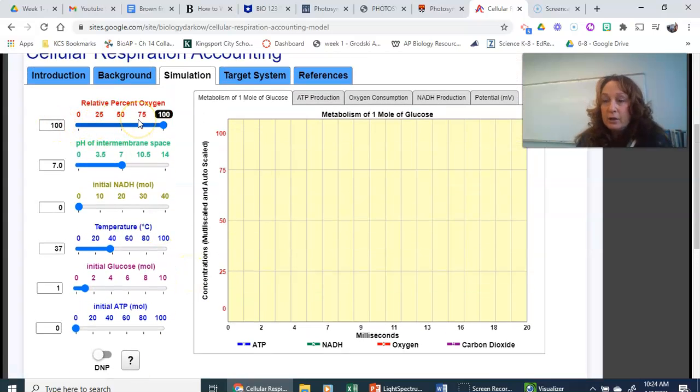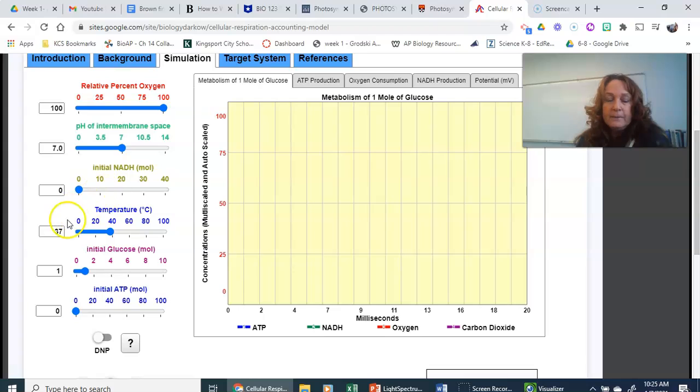You have plenty of oxygen, so oxygen's not limited. The pH he has set at 7, which is neutral. That's not physiological, but that's what he set it at. You did not have any NADH, so you don't have any of the reduced form of this electron carrier initially. And it looks weird with the temperature set at 37, but 37 is body temperature in Celsius. And so he's purposefully set this at body temperature.